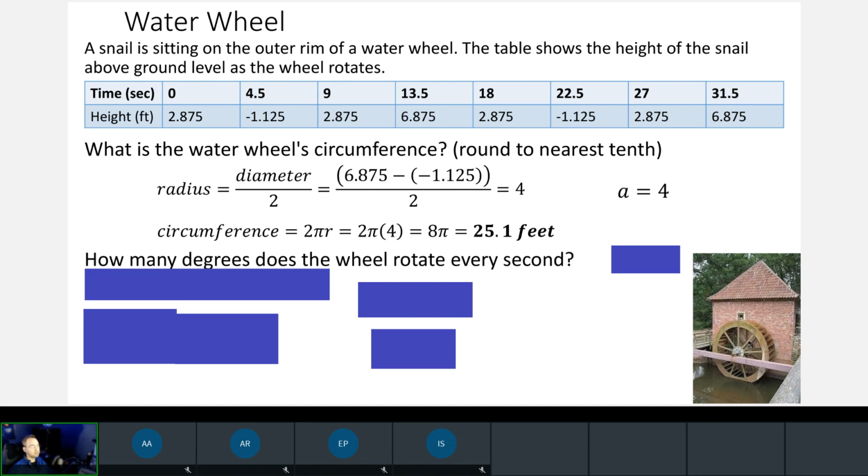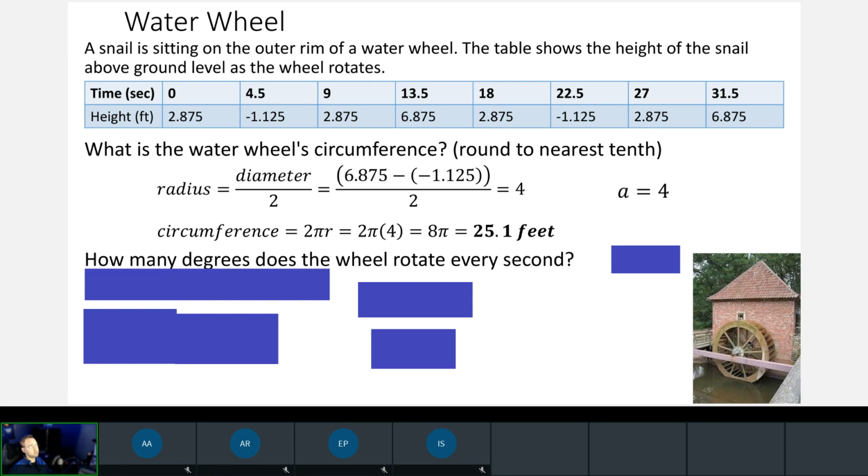So it looks like a bunch of you are typing. Hold on, let me see. Divide the change in height over the 4.5 seconds by 4.5. That would be good if it wanted to know the actual change in feet, but we want the degrees, so that would not work because we want degrees and not feet. Good guess, though.